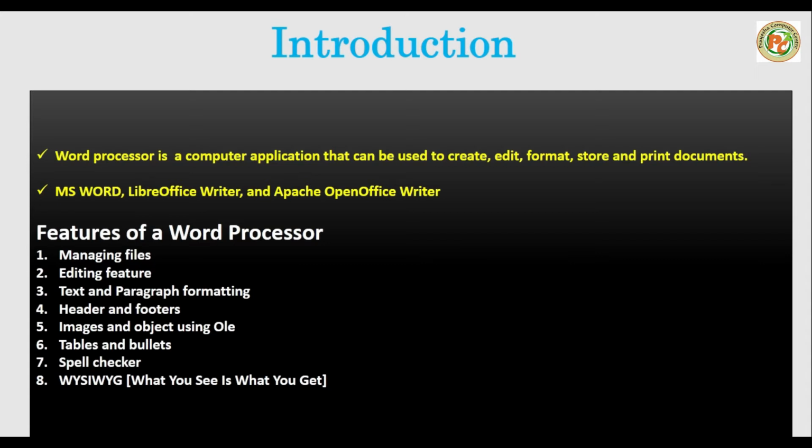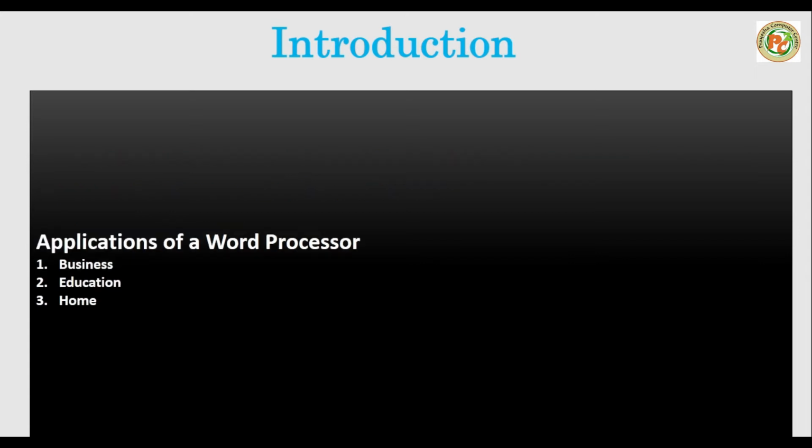So these are the features of any word processor. Now why do we use the word processor? Word processor is generally used mainly for three tasks. First, for business purposes, second for education purposes, and number 3 for home use. Okay, so these are the 3 applications where the word processor is used.